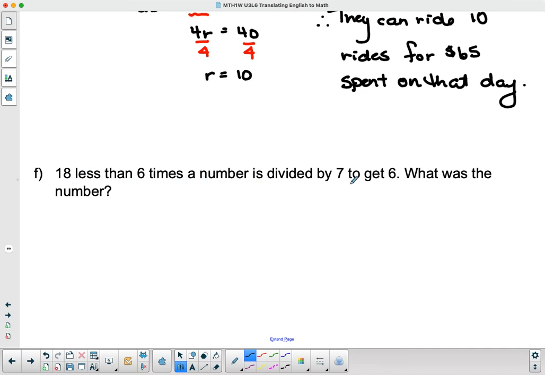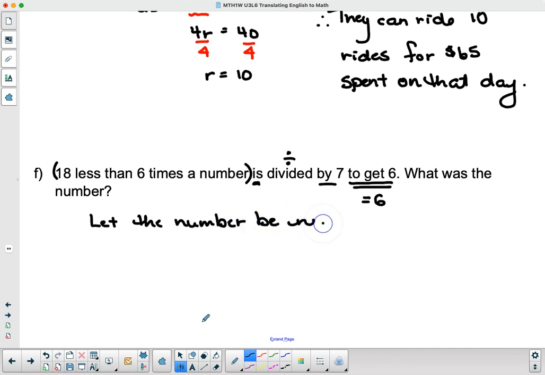18 less than 6 times a number is divided by 7 to get 6. So again, this is what we added on. To get 6 is going to mean equals 6. And we've got a couple things going on here. We have 18 less than 6 times a number, and that is all being divided by 7. So let's do our let statement because it's just a number we're missing this time. So let the number be n. 18 less than 6 times a number. Well, here's 6 times a number, and to get 18 less, I have to subtract 18. And then this whole thing is being divided by 7 to give us 6.